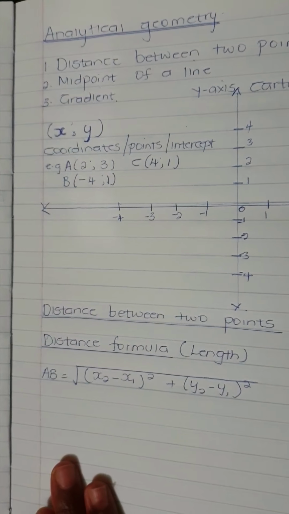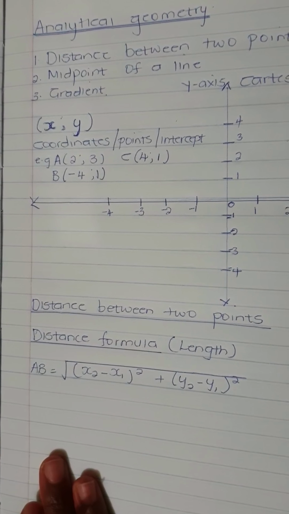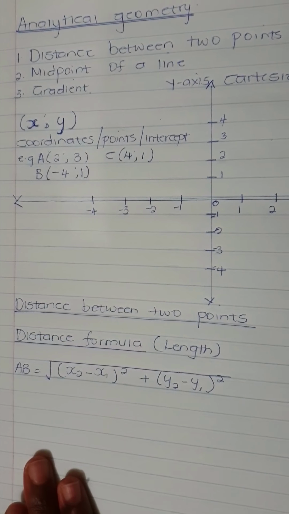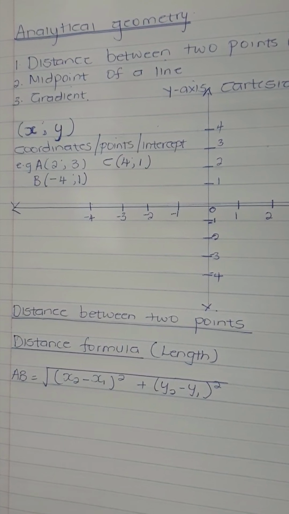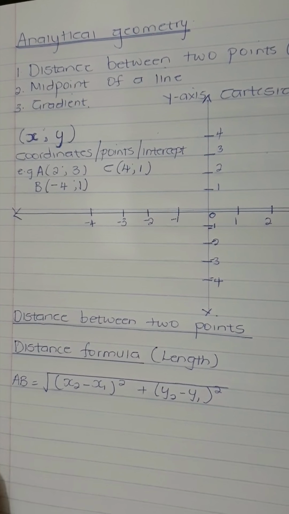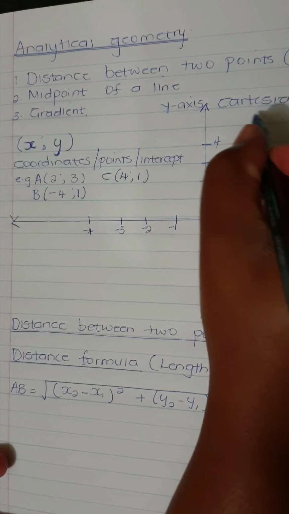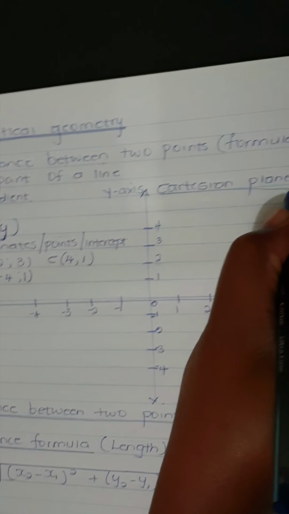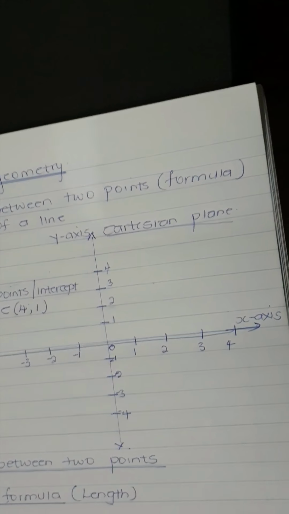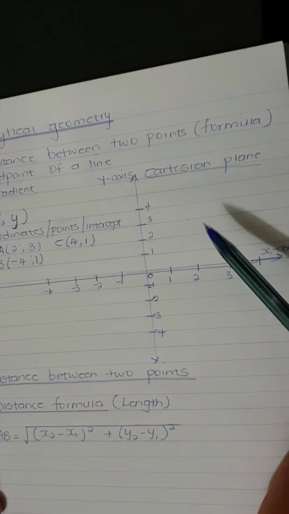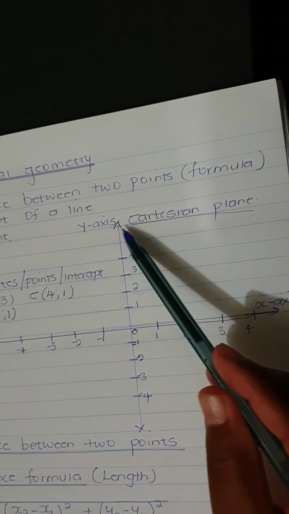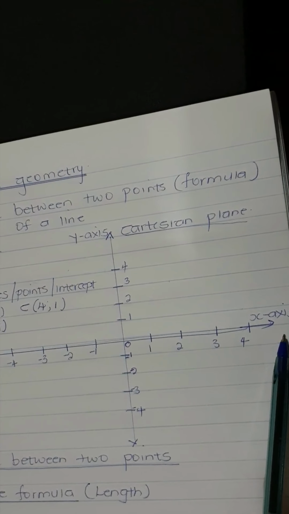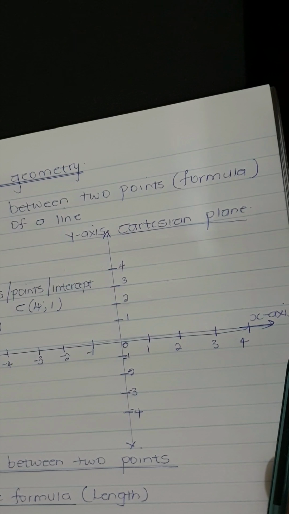Distance between 2 points. Before we discuss calculating a distance between 2 points, let's just revise some few things from grade 9. We'll check our Cartesian plane. So Cartesian plane. If you remember, the vertical line is the y-axis, the horizontal line is the x-axis.